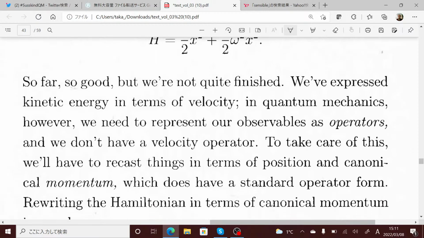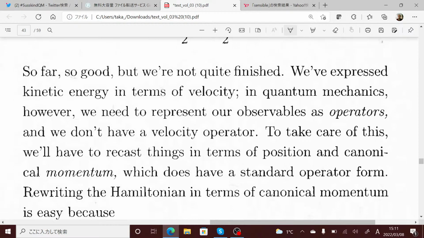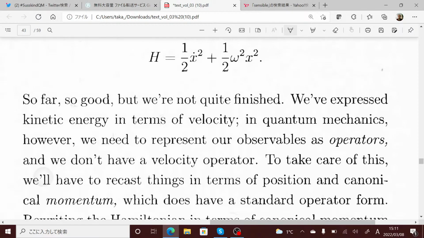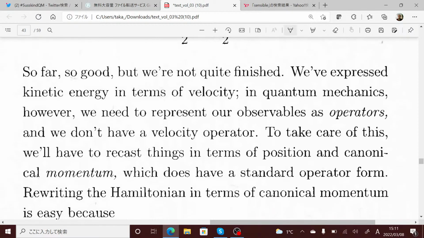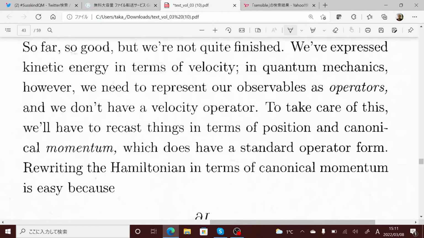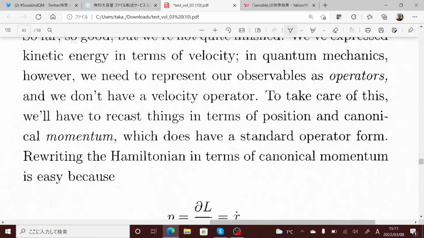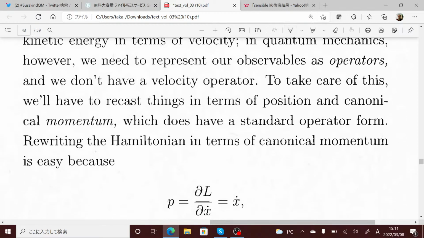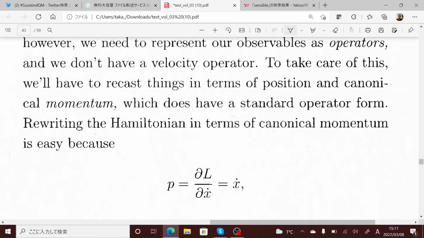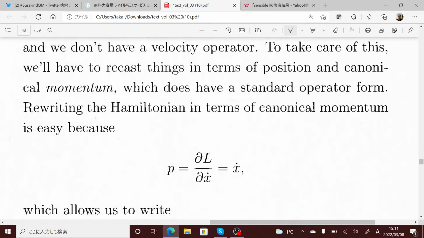So far so good, but we are not quite finished. We've expressed kinetic energy in terms of velocity. In quantum mechanics, however, we need to represent our observables as operators, and we don't have a velocity operator. To take care of this, we will have to recast things in terms of position and canonical momentum, which does have a standard operator form.